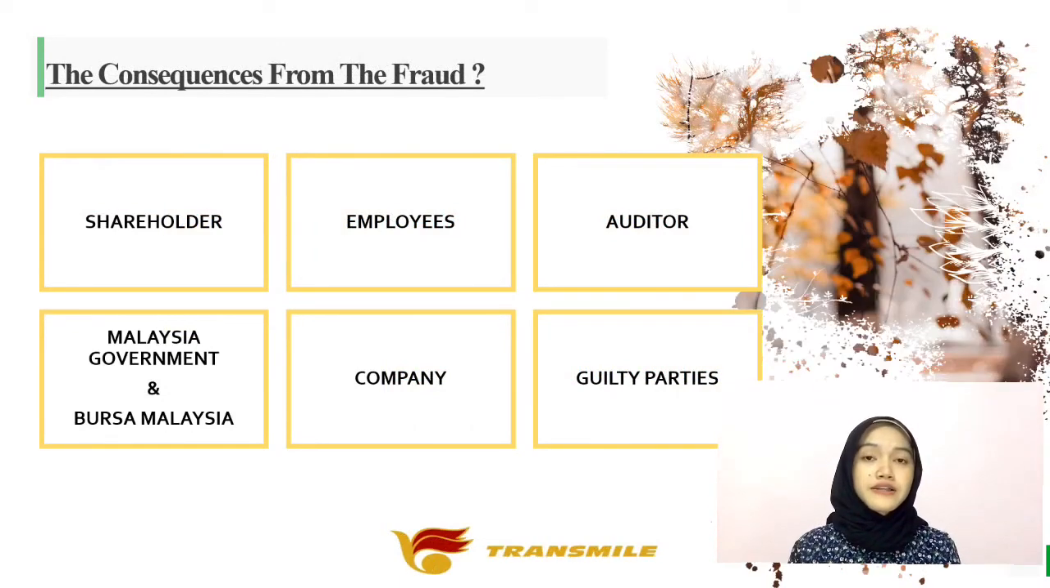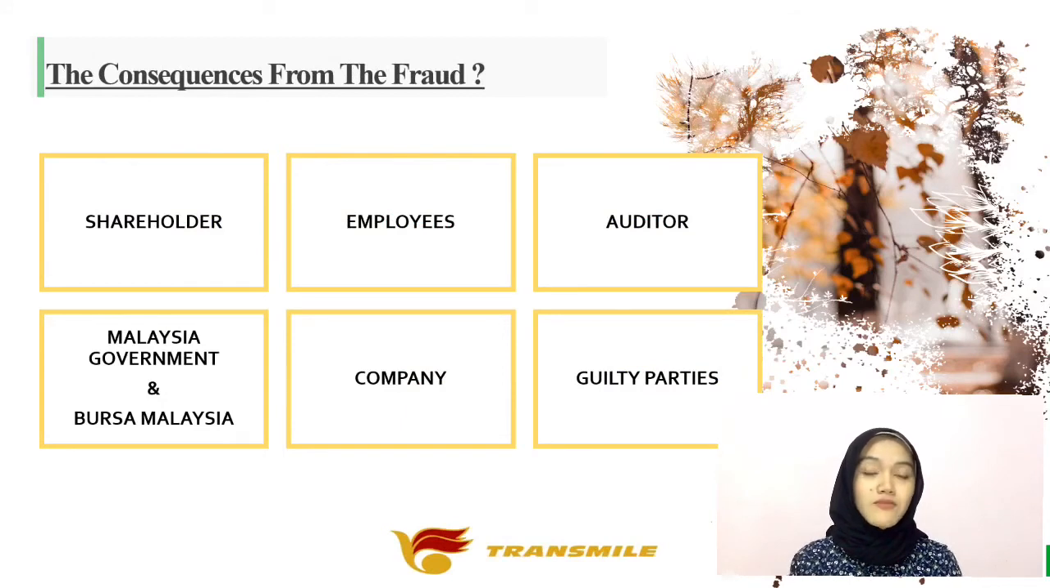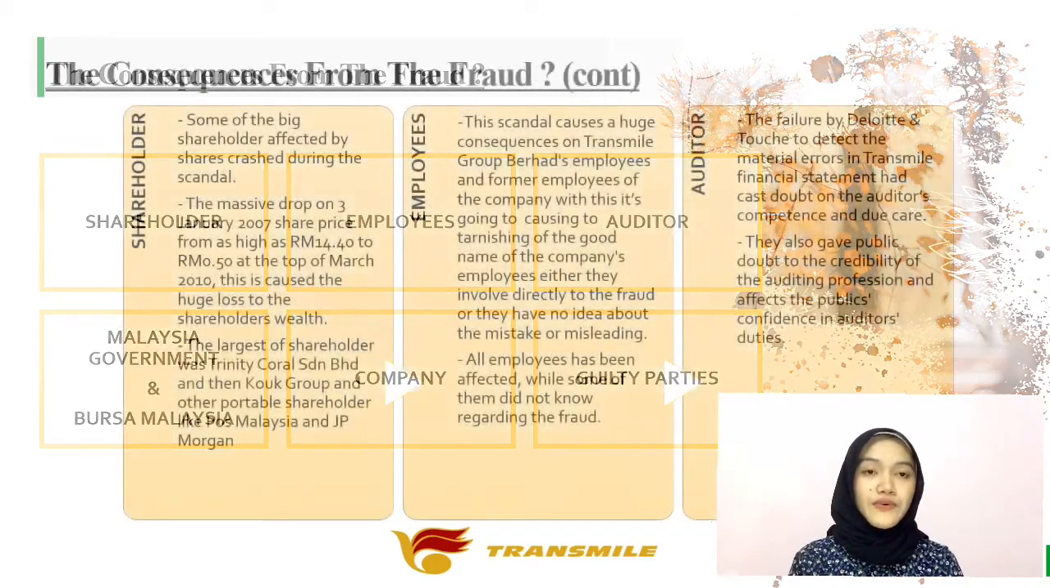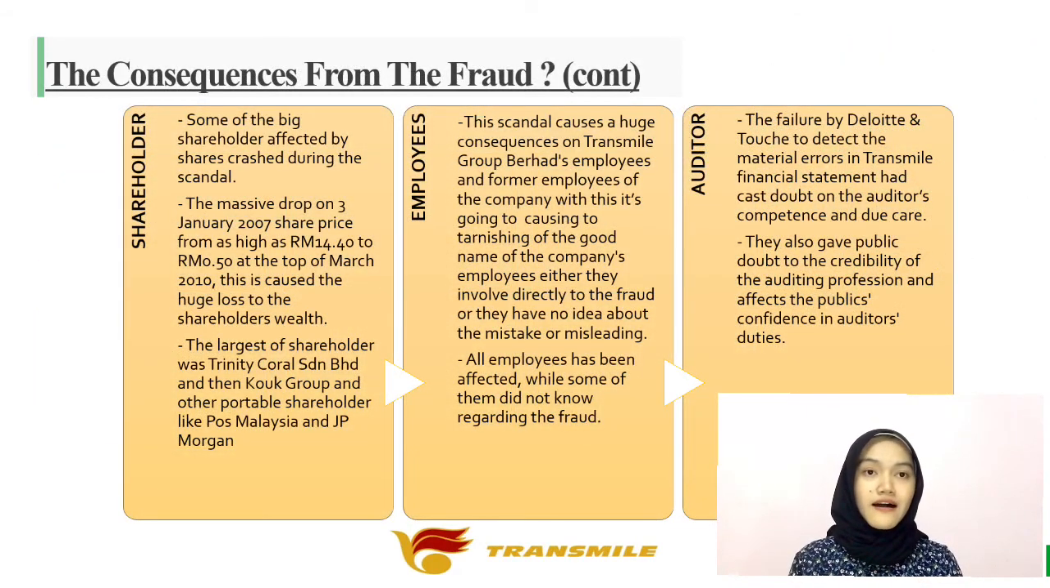Consequences of the Transmile Group Berhad scandal. First are the shareholders, employees, auditor, the Government of Malaysia and Bursa Malaysia, and also we have the company and the guilty parties. So we go through them one by one.